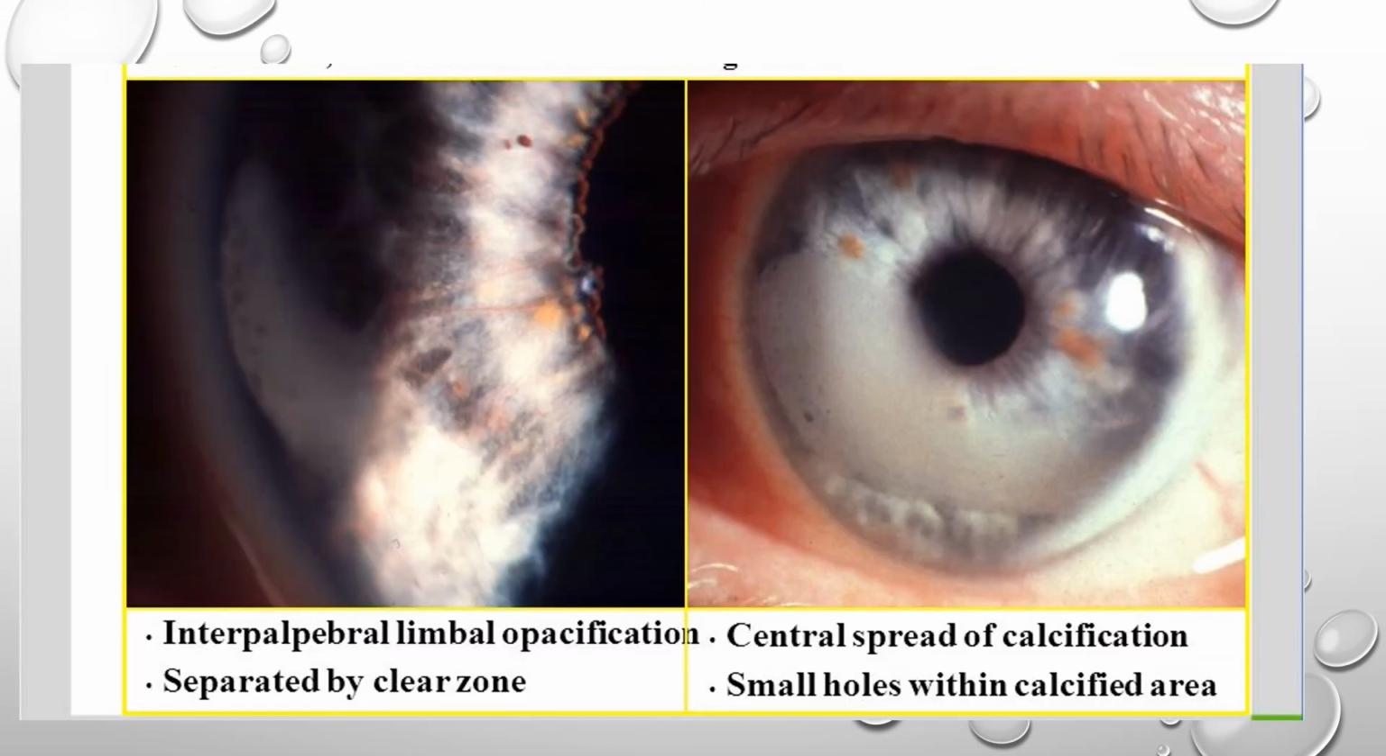Now this is the initial stage. This is the clear part. It is developing as interpalpebral limbal opacification. There is a clear zone. Then there is this central spread. You can see that this much part of the cornea is not being affected by the calcification. So this is the clear area. There are also small minute holes like you can see here, within the calcified area.